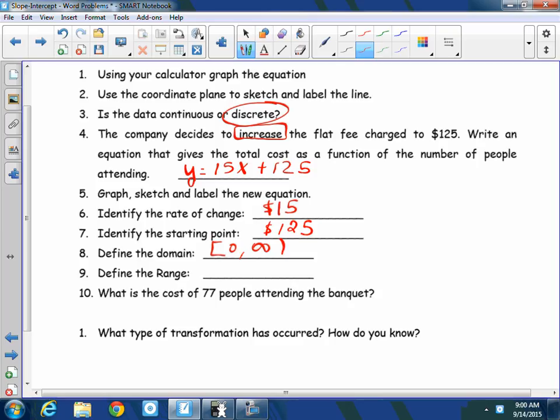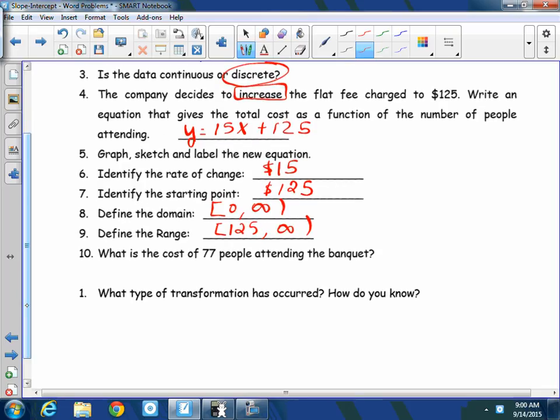Yes, because now it doesn't start on 95. What does it start on? 125 to positive infinity. And remember, only because the problem is not telling us a certain amount of people that can attend the banquet. Okay, so what is the cost of 70 people now? That would be 15 times 70 plus 125. So what do we got? 1,280. And so the other one was 1,250, and this one's going to be 1,280.